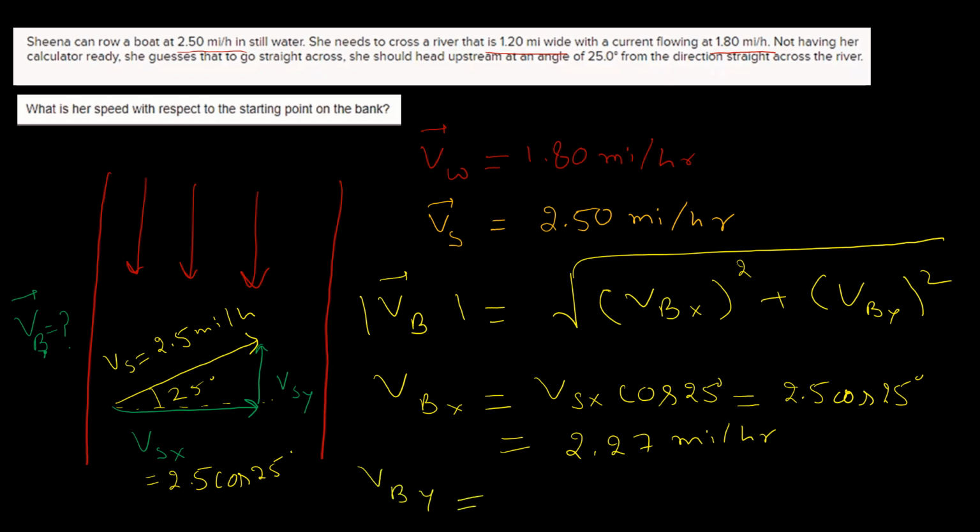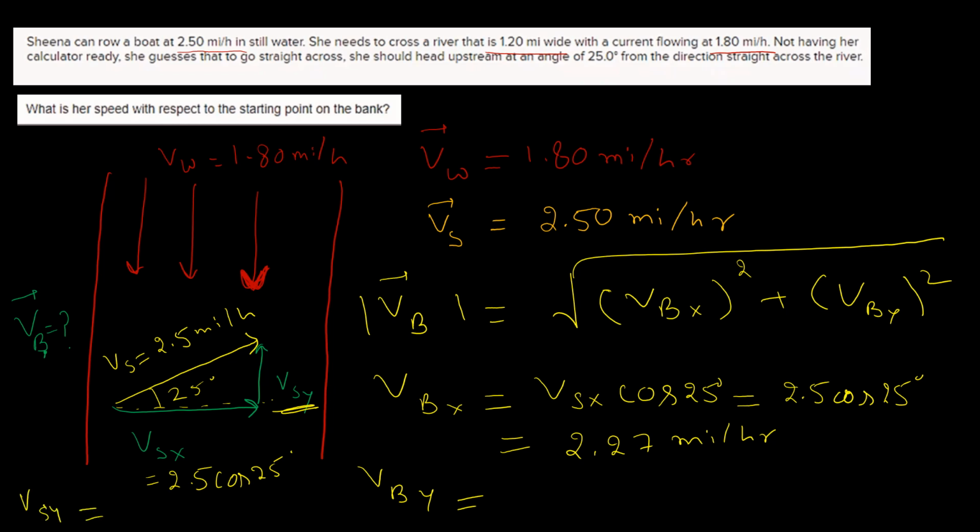We have two y components here. One is this VW, which is equal to 1.80 miles per hour, and it's going in the negative y direction. And the other one is this VSy, which is going in the positive y direction. So VSy will be VS, which is 2.5, with the sine of 25 degrees.